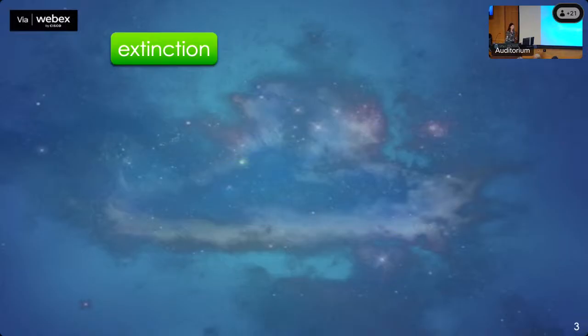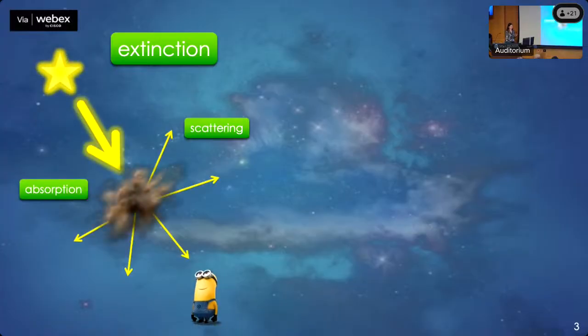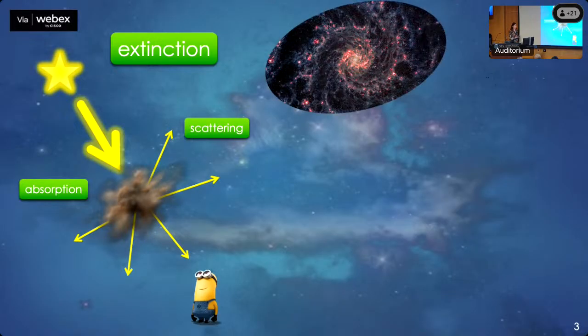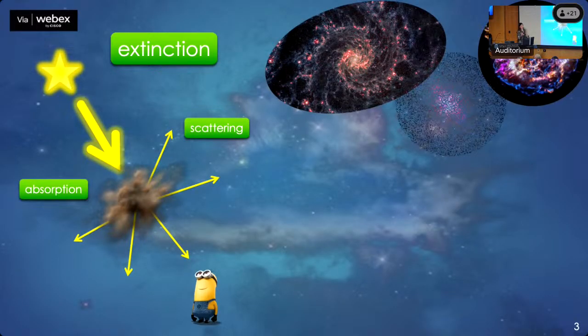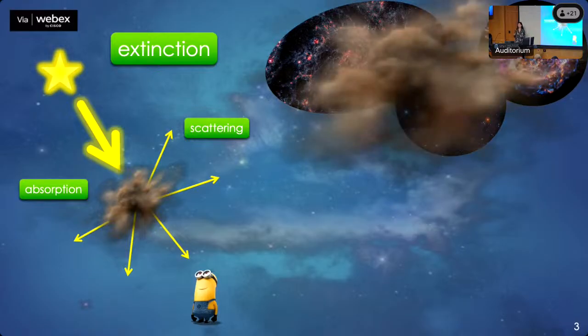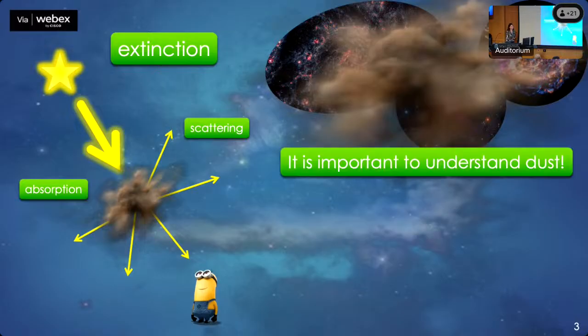So first, extinction. We already heard quite a lot about dust extinction today. But just to make sure that we're all on the same page, extinction is a combination of absorption and scattering of light, for example, coming from a star, by an intervening medium, for example, a dust cloud. And if you want to study an object that is obscured by dust, whether it's galaxies or stars or supernovae or whatever you are interested in, sooner or later, you have to deal with this dust layer.